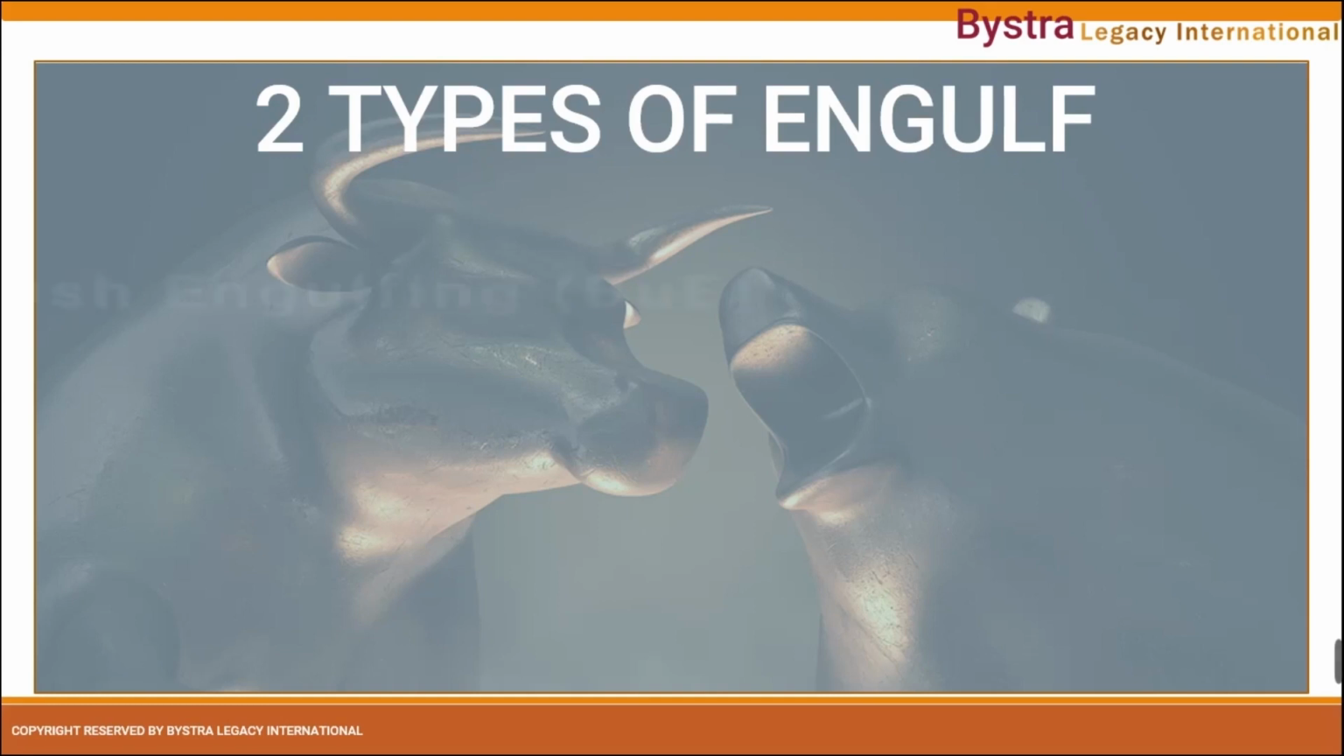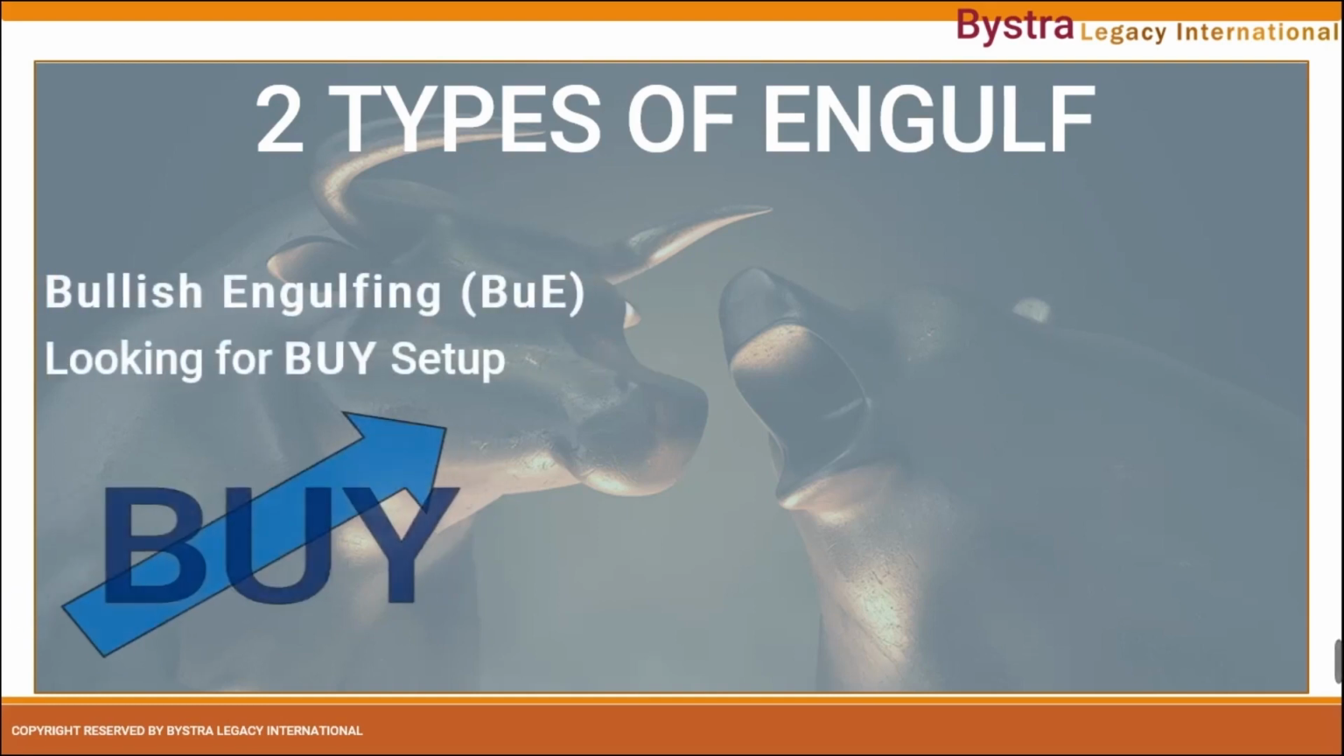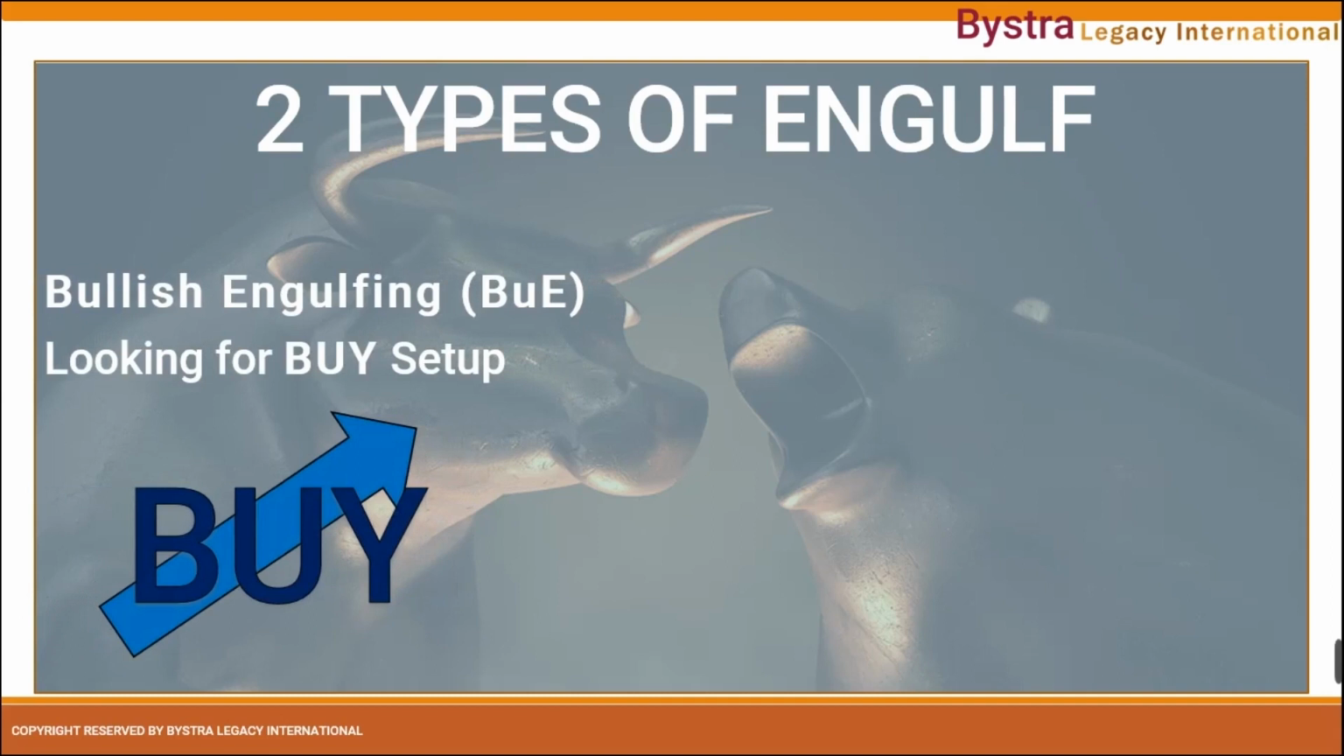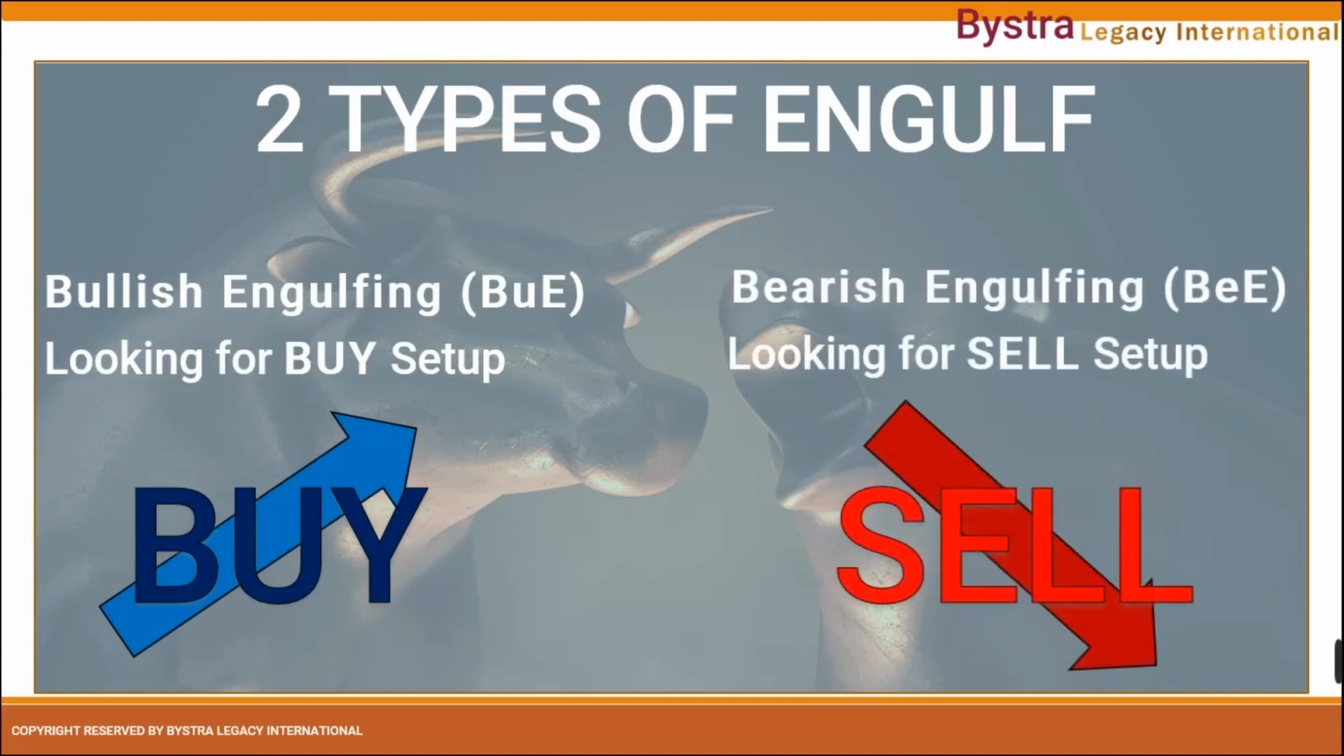There are two types of engulfing. First, the bullish engulfing, where we will only be looking at buy setups. And the other one is the bearish engulfing, where we will only be looking for sell setups. Now, please do not go and sell if you see a bullish engulfing formed. Vice versa for bearish engulfing, please do not go and buy if you see a bearish engulfing. This will go against the trend, and definitely the chances of you making a loss are very high.